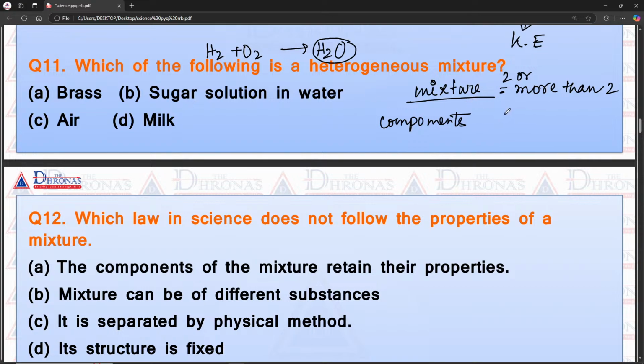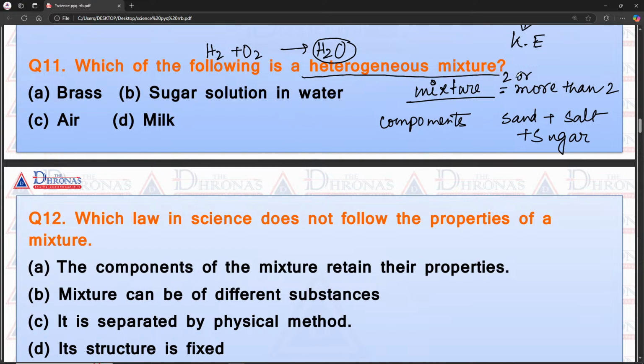If you suppose you are mixing sand plus salt plus sugar, so that means ये आप mix करने के बाद आपको कुछ नया मिलेगा? No, you are not getting any new compound. So mixture can be of two types. One is heterogeneous, another one is homogeneous. Heterogeneous mixture का मतलब क्या है?